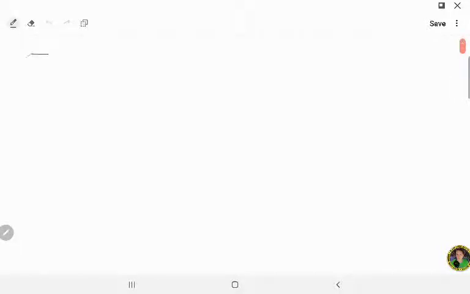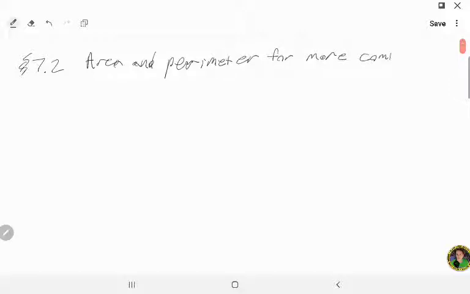Section 7.2, we're interested in determining area and perimeter for more complicated shapes. We notice that we're going to make use of various basic tools.